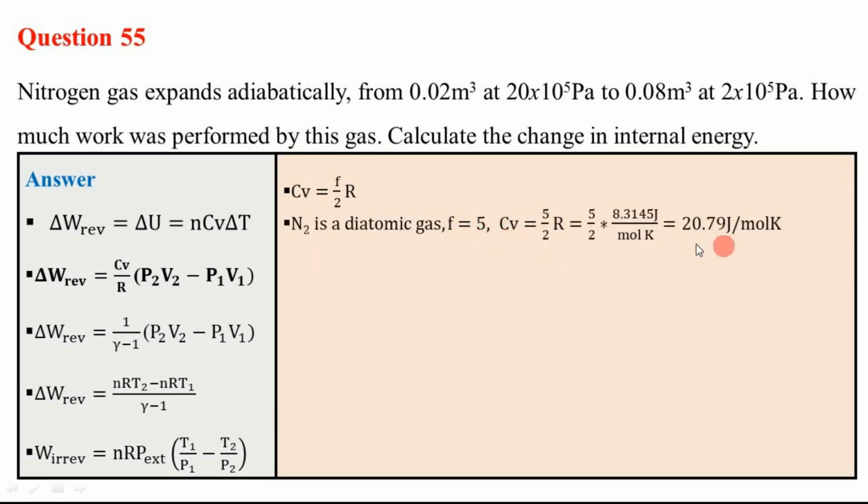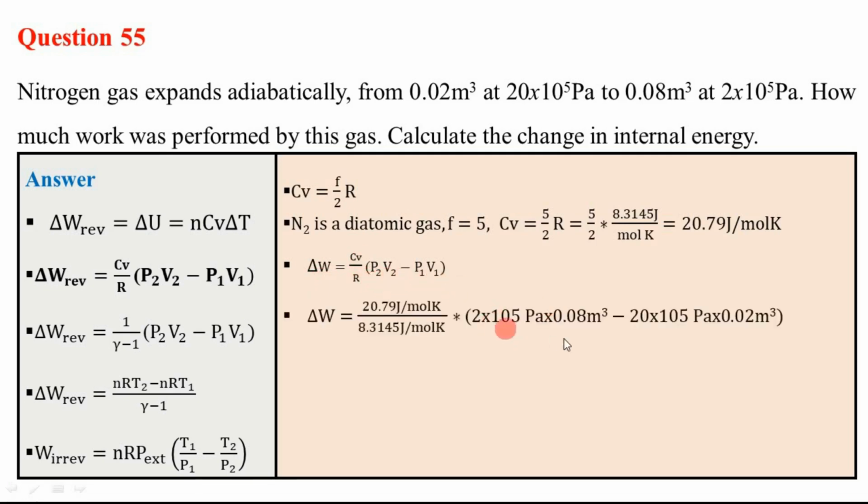Then we get the CV. After getting the CV, we calculate the change in the work done, which is equal to CV over L, times P2V2 minus P1V1. You replace the values. Then we get the work done in Pascal meter cube. So we change this Pascal. We put the formula for Pascal.